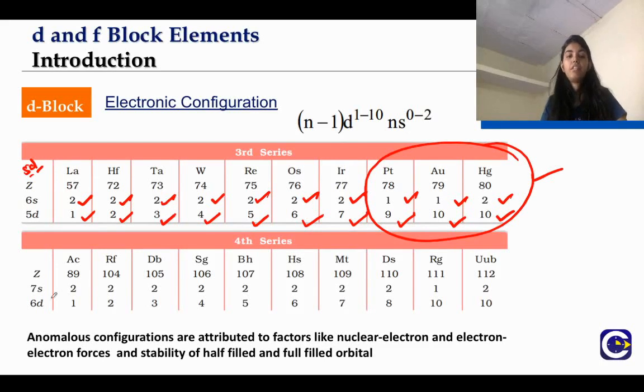Then comes the fourth series, that is the 6D series. This will be 7s2 6d1, 7s2 6d2, 7s2 6d3, 7s2 6d4, 7s2 6d5, 7s2 6d6, 7s2 6d7, 7s2 6d8, 7s1 6d10 and 7s2 6d10. Right. So again, I am repeating that the fourth series is not important from our examination point of view, but you have to learn the first, second and third series, especially with their respective electronic configurations.